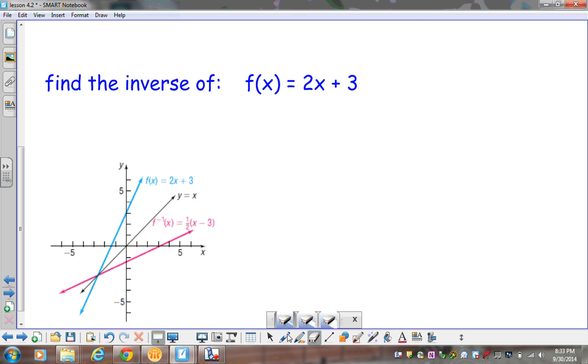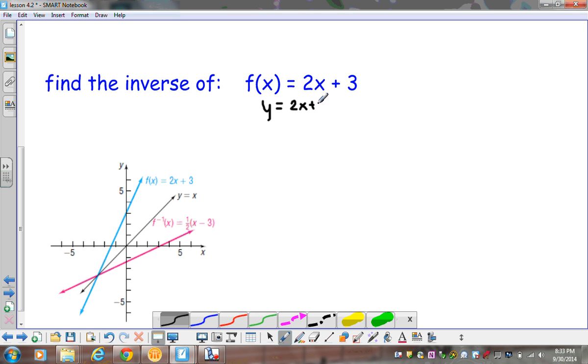All right, so first thing we're going to do, guys, is change f of x to y, just to make it a little more familiar for you. So y equals 2x plus 3. The next thing we're going to do is take my x value, flip it, and change my y value to my x value. So I'm going to put an x here. So x equals 2y plus 3. So I flip my x and y.